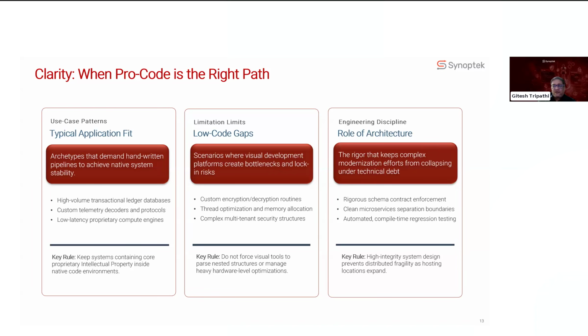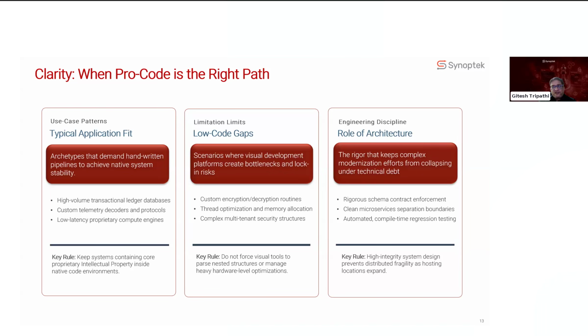Because there's a runtime environment on top of which these low code, no code platforms would be running. So trying to force a visual development tool to parse complex data structures and manage heavy hardware-level optimization results in slow, unstable, and basically frustrated teams. Furthermore, in multi-tenant SaaS architecture, custom access control lists are notoriously difficult to implement securely inside generic low code environments. So that's another point.